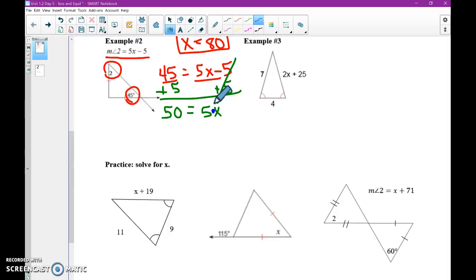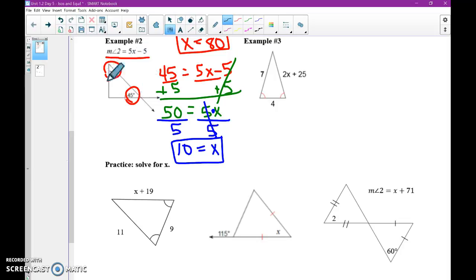Okay, now 5 next to x means 5 times x. Well, how do you get rid of multiplication? Division. So I'm going to divide both sides by 5. And that shows me that x is actually equal to 10. All right, so x has been solved for there.